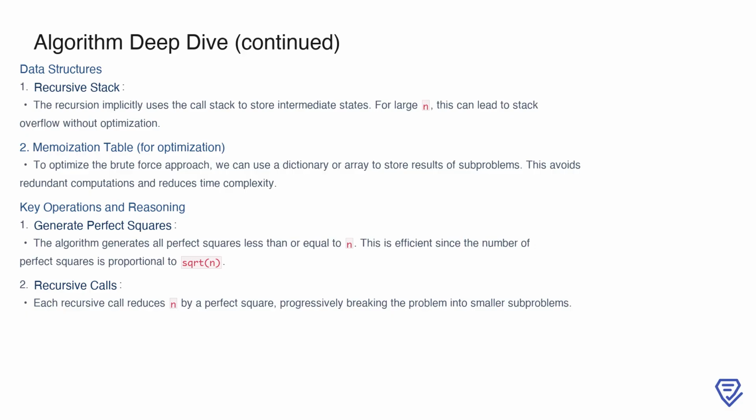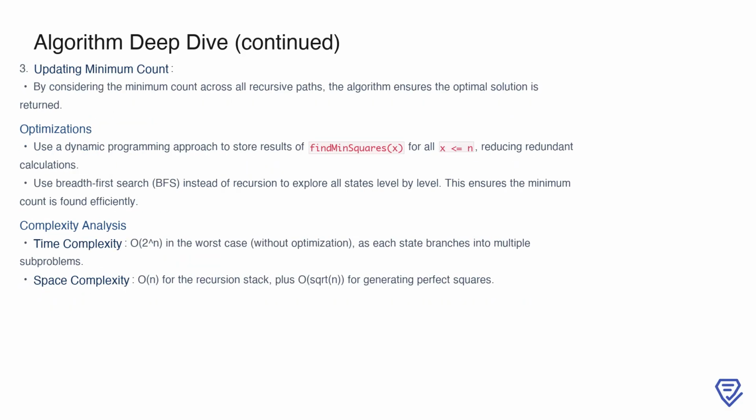Finally, each recursive call reduces n by a perfect square, progressively breaking the problem into smaller and smaller subproblems, making the recursion more structured and easier to optimize. The process of updating the minimum count ensures that the algorithm always returns the optimal solution. By comparing all possible recursive paths, we systematically identify the one that requires the fewest perfect squares.